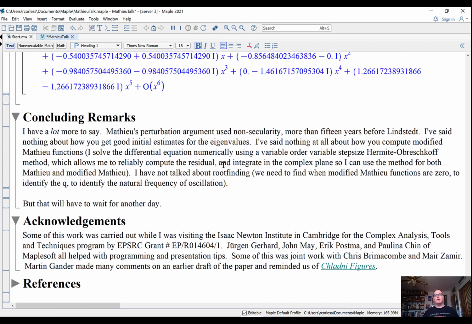Some of this work was carried out when I was visiting the Isaac Newton Institute in Cambridge. It was on the Complex Analysis Tools and Techniques program, and that was fabulous. I really enjoyed that. Several people at MapleSoft have helped with programming and presentation tips. So Jürgen Gerhard, John May, Eric Postma, and most recently Paulina Chin. Thank you, Paulina. Thank you all. Some of this was joint work with Chris Brimacombe and Meir Zamir, my colleagues. My friend Martin Gander read an early draft of our paper and made many, many comments. And he said, "Oh, this reminds me of Chladni figures." So you should find out about Ernst Chladni and these early figures too. They're fun.